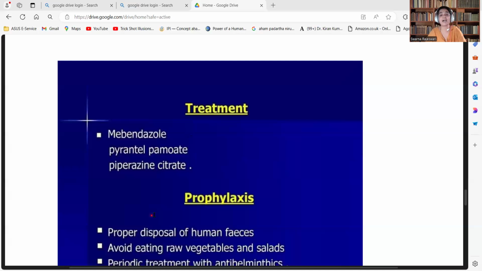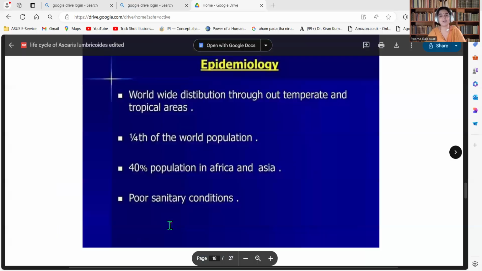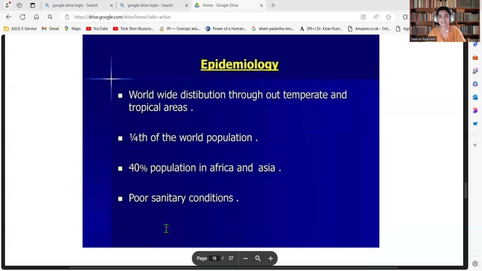So this is about our Ascaris lumbricoides life cycle, epidemiology, prophylaxis, pathogenesis, etc.